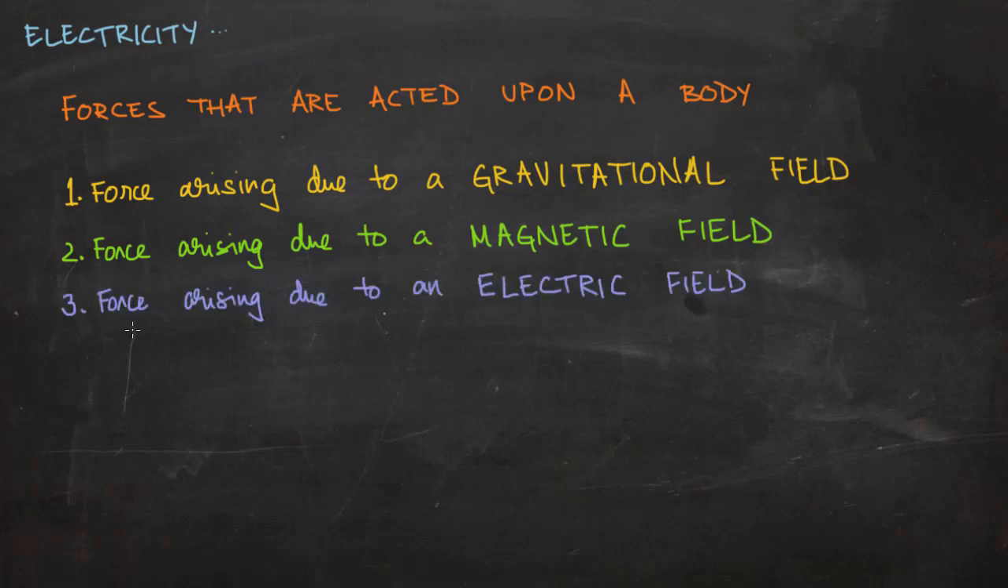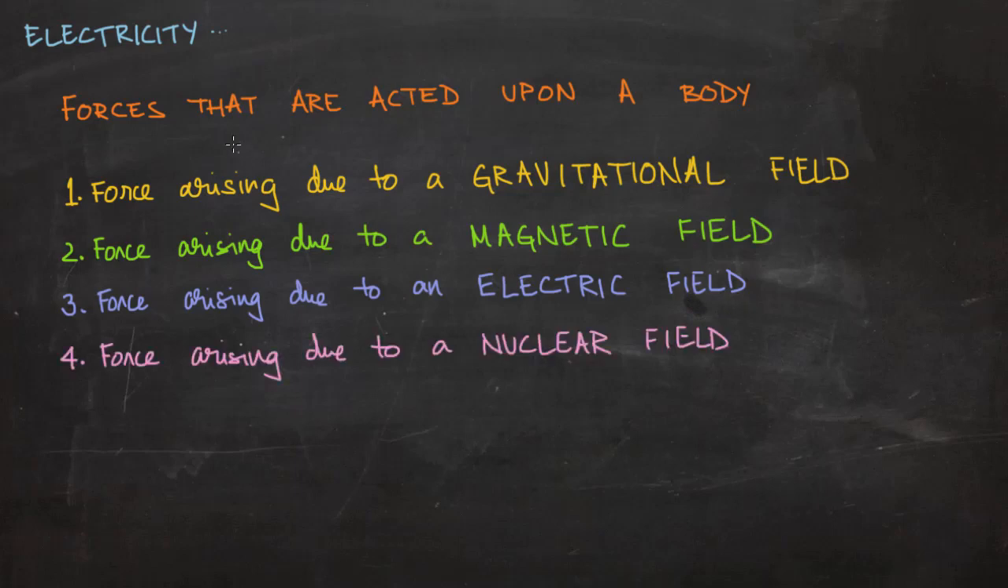Moving on, another type of force could arise due to something known as an electric field. An electric field, unlike a magnetic field, is due to charges. It is this type of force that we're going to be learning about, and due to electric fields, we have something known as current flowing in the wires.